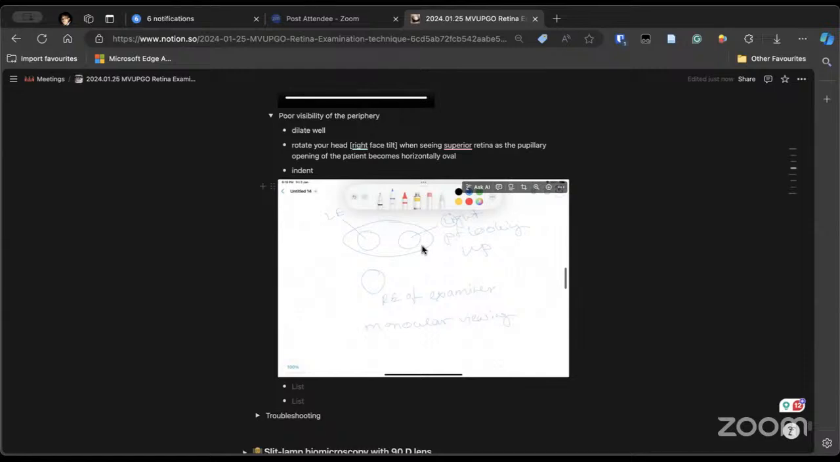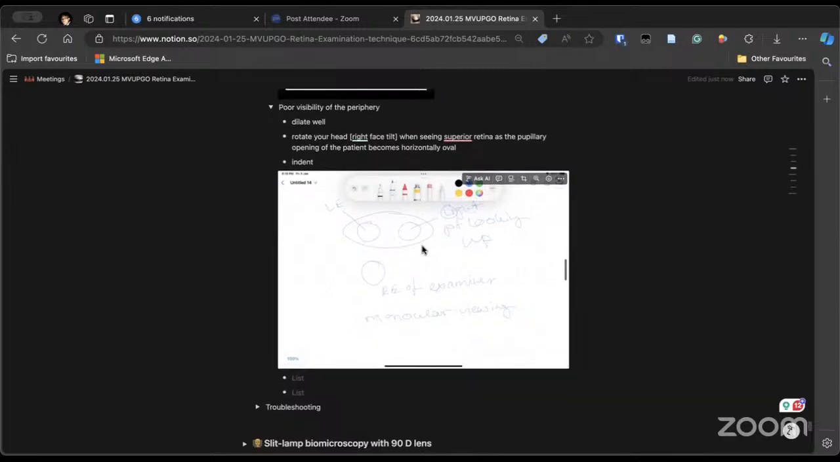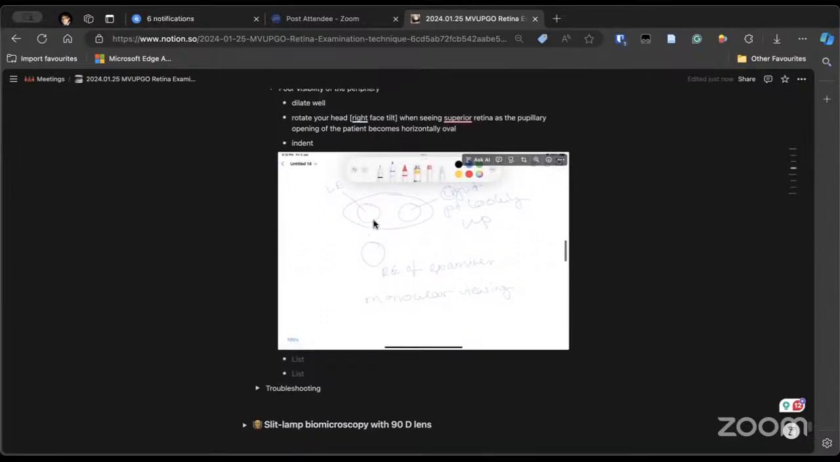So if you have not used the small pupil function, you can just tilt your face to the right. What happens is that the light goes through that, and the mirror of your left eye goes through that, the light ray. Then you can see the periphery with the left eye. Am I clear here? Yes. This is how rotating your head may help you when you are seeing the superior retina or the inferior retina. In the inferior retina also, to see the periphery, you might have to rotate.